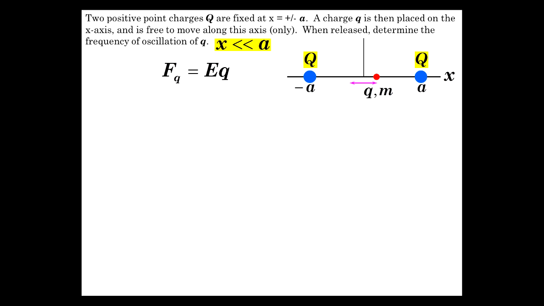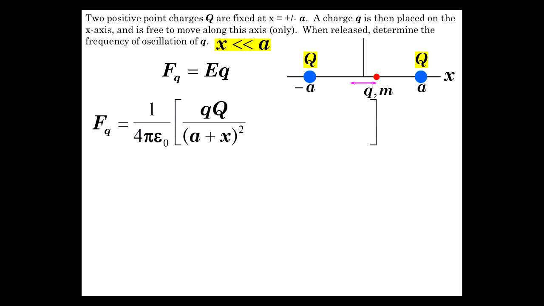Force on the charge is EQ, E field times charge, which is k. Now, the force on this charge: k Q squared over Q, all right? Q times Q over a plus x. So this is the distance a plus x to the right. That's the distance, square that.